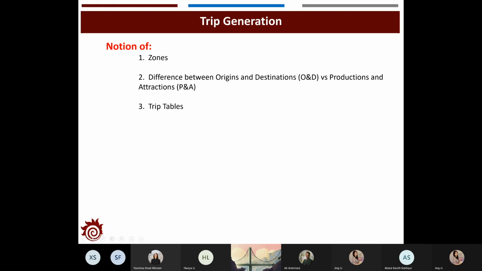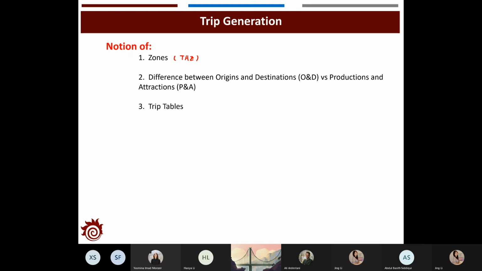Another thing we want to further cover is some notations. The first thing is the zone, which is usually referred to as the TAZ, the traffic analysis zone. It gives us the region where we want to estimate the total number of trips in that area. We also need to have some clear ideas about the difference between origin-destination and production-attraction. They are not the same.